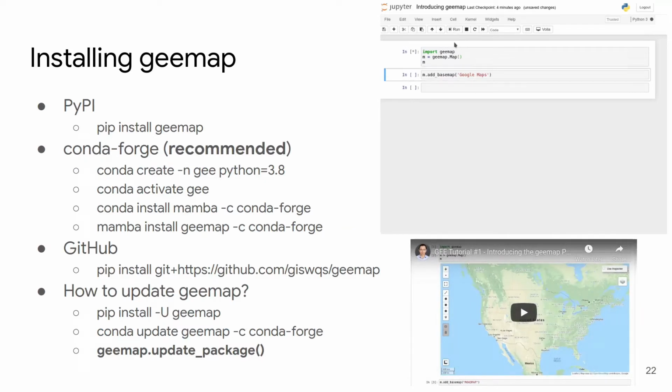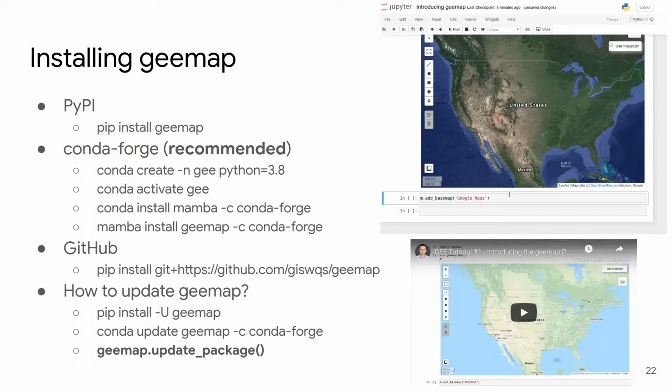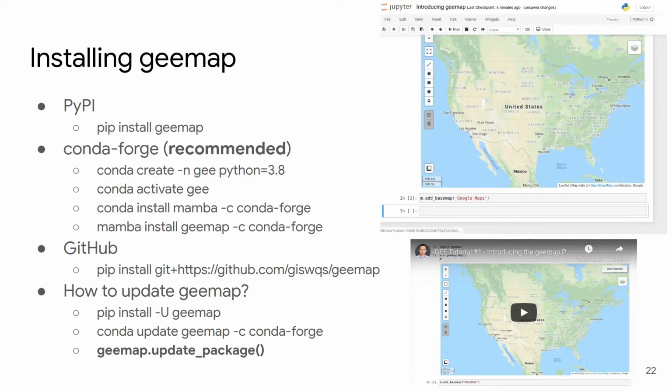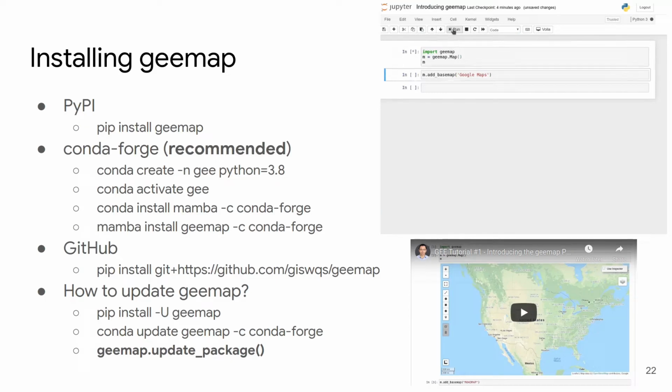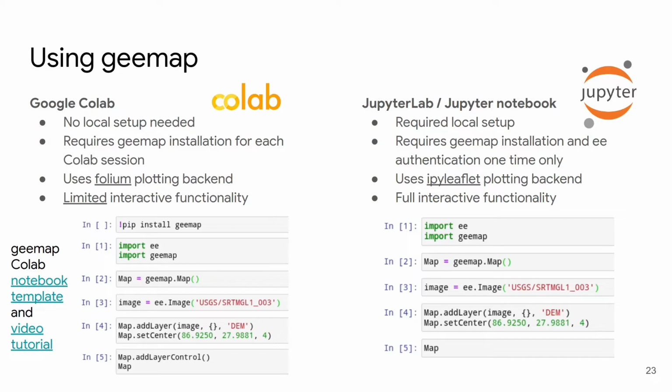You can install using either PyPI or Conda. You can also install from GitHub. I also have tutorials showing you how to install the package, so it's very easy to use. You can check out the tutorial later. Okay, and so there are two ways you can use geemap. You can use it in Google Colab, or you can use it on your local Jupyter Notebook.